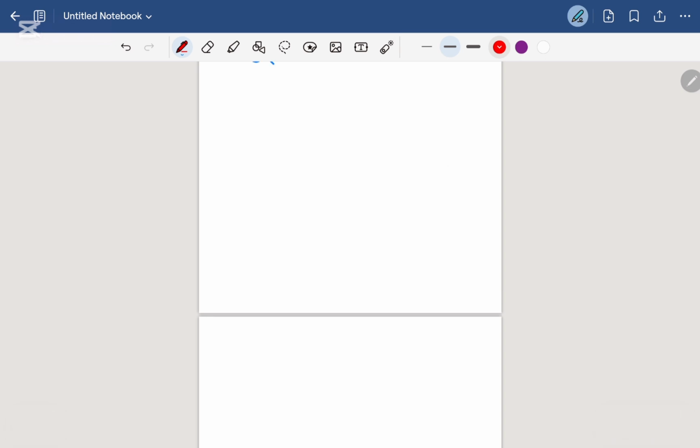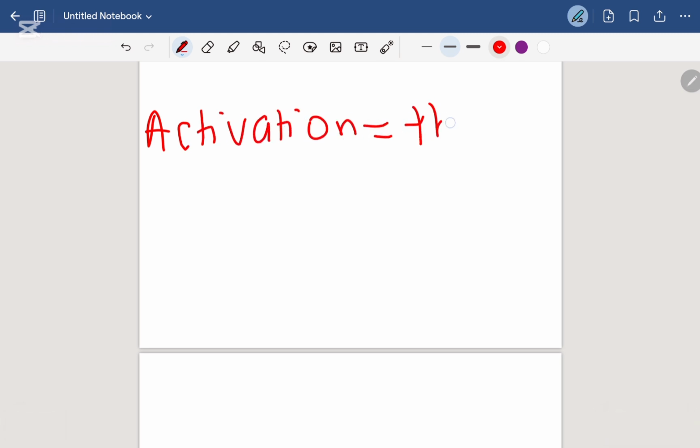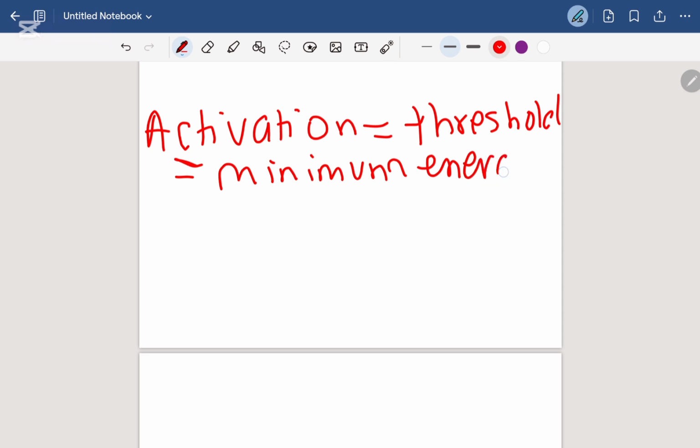We talked about it from before. It's also known as threshold energy, and it's the minimum energy that reactants should collide with. So, as a note, activation equals threshold, okay, equals minimum energy for collision.